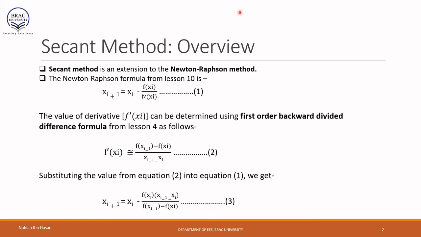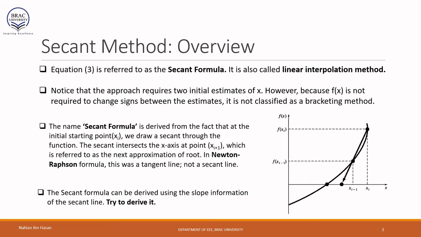Equation 3 in the previous slide, that means the second formula, is also known as the linear interpolation method. The reason behind this terminology is something like this. Look at the figure. We are seeing a function that is drawn with respect to the independent variable x. In the Newton-Raphson method, we assumed an initial point, suppose xi, and at that point we calculate the function value f of xi, and then we draw a tangent line to the function which intersects the x-axis at a next point xi plus 1, which is the root approximation.